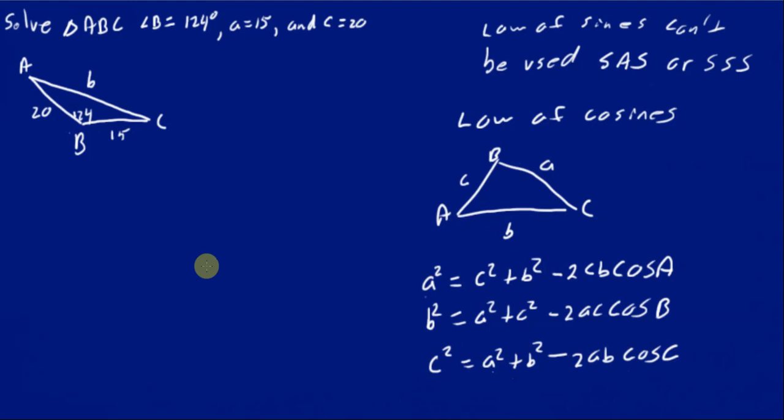So if I look at this triangle, I know the angle 124. The side I'm going to go with is B. So I'm going to go with B squared is equal to A squared plus C squared minus 2 times A times C times the cosine of angle B.